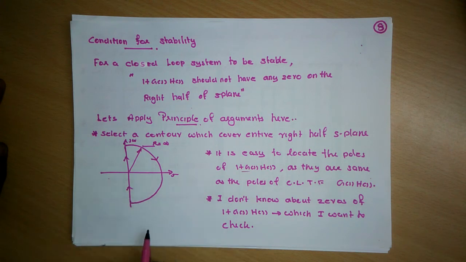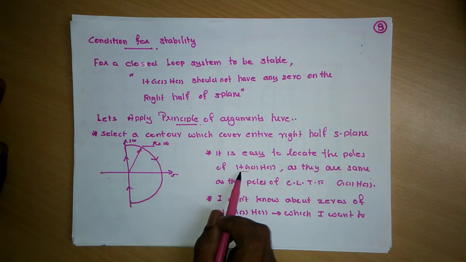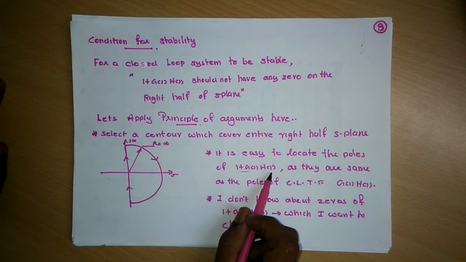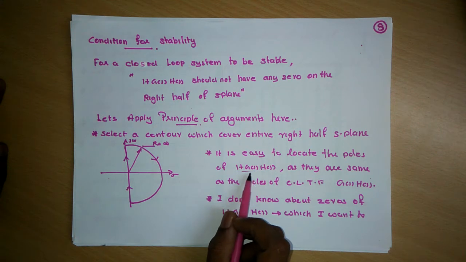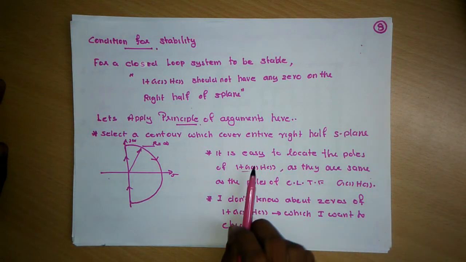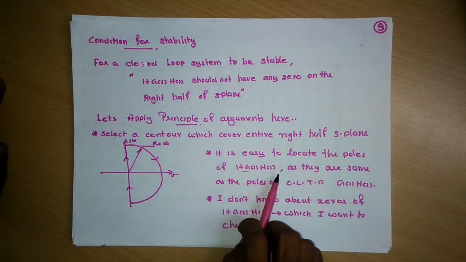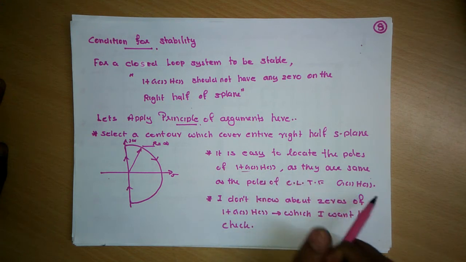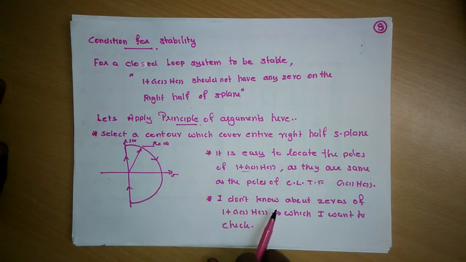But I don't know the location of zeros of 1 plus G(s)H(s), which I need to investigate. So my aim is to check whether the function 1 plus G(s)H(s) has any zero on the right half of the S-plane, which will indicate the instability of the system. It is easy to locate the poles of 1 plus G(s)H(s) as they are the same as the poles of the open loop transfer function G(s)H(s). I don't know about the zeros of 1 plus G(s)H(s), which I want to check.